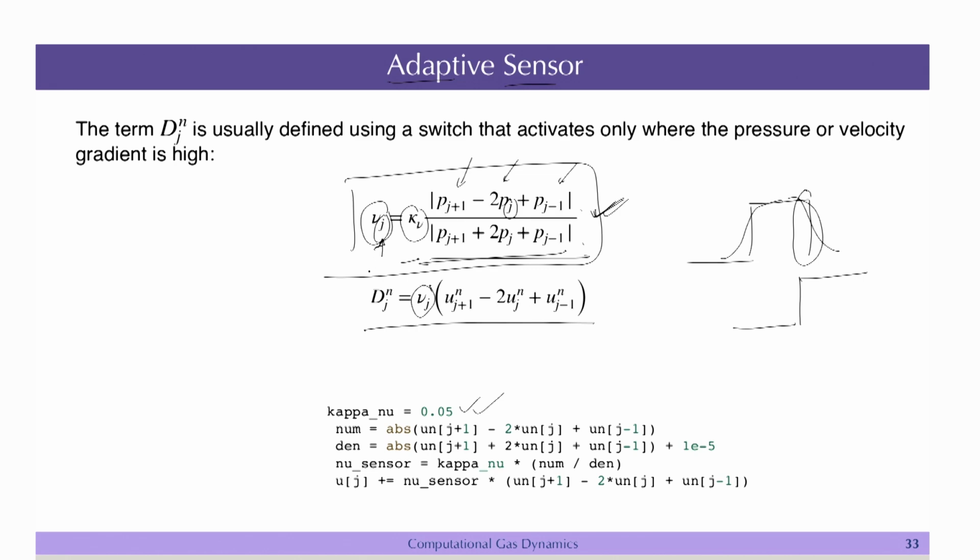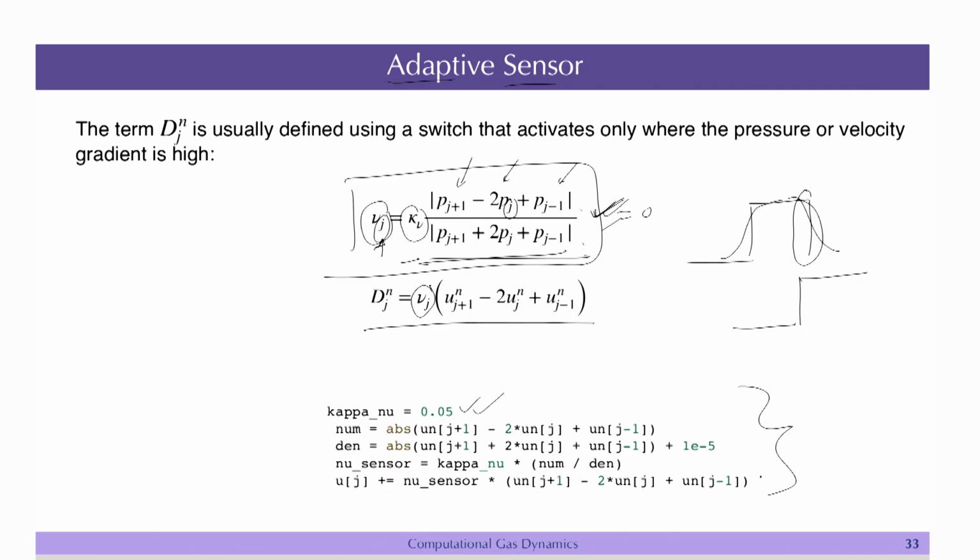So, at some j's where there is no shock, this will be 0, and where there is a shock it will get activated. The beauty of this solution is that it will not smoothen out everywhere; it will try to preserve the solution away from the shock as it is, and it will only smoothen out the solution near the shock, right. So, this is one of the implementations using the Python code.